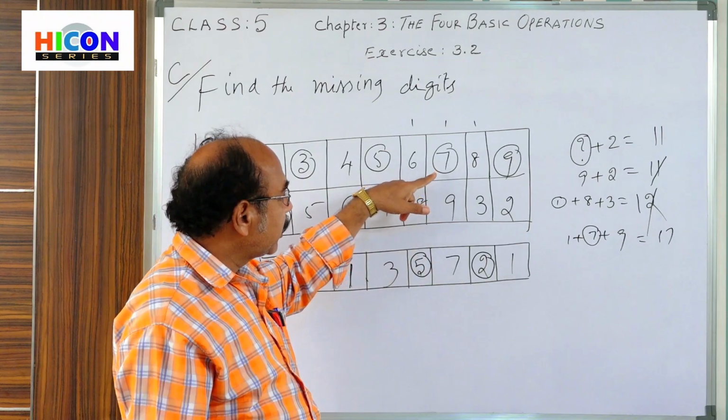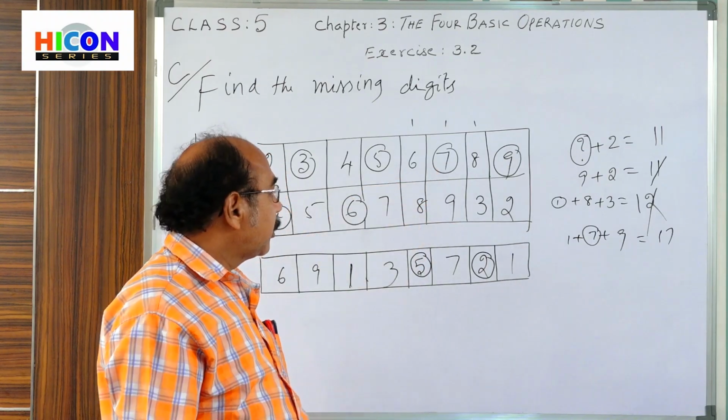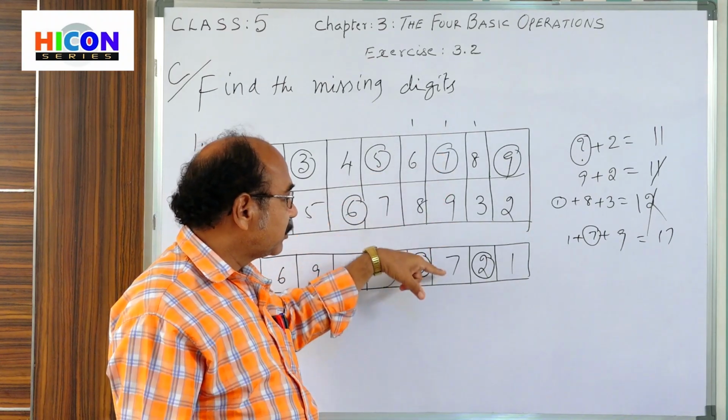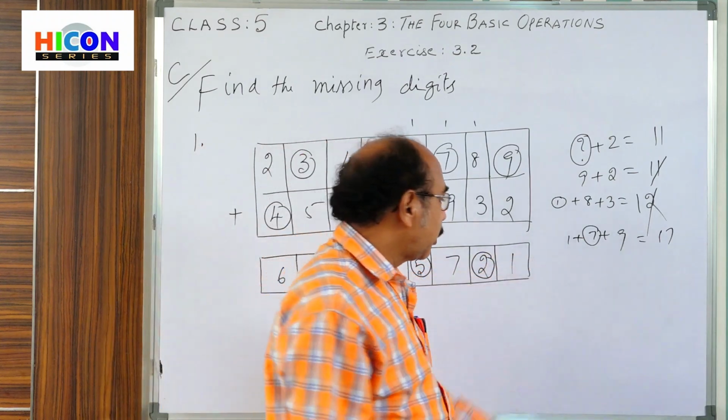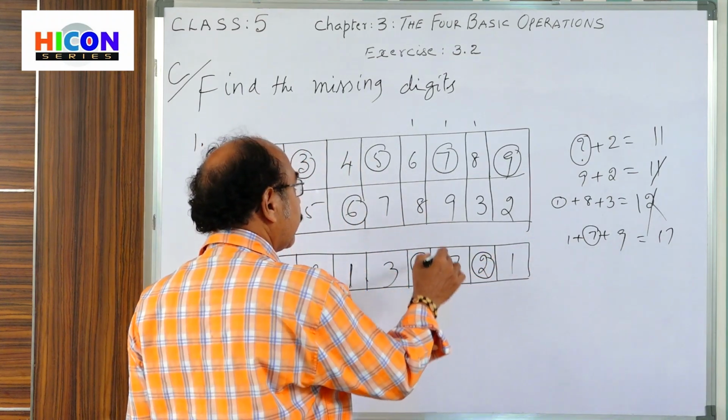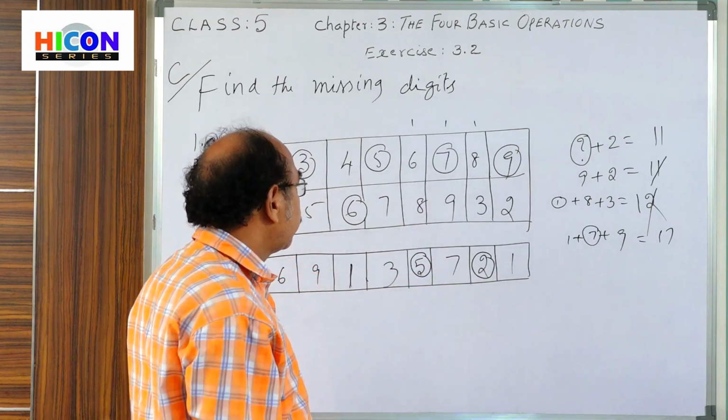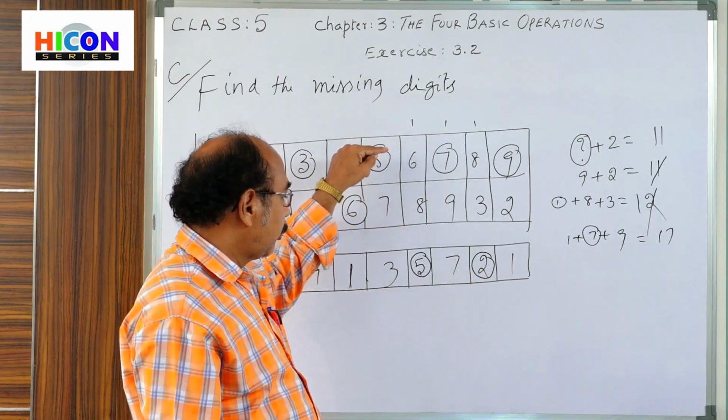What is to be taken here? 7 is to be taken. Then 9 plus 1, 10. 10 plus 7, 17. In 17, we strike off 7. We write here. And 1. We write here. Now add.